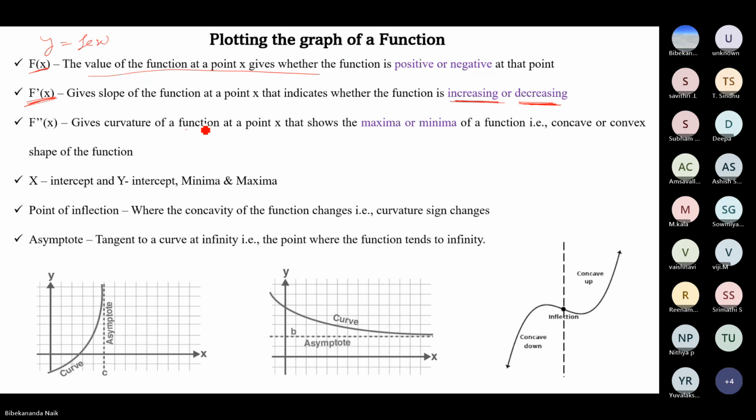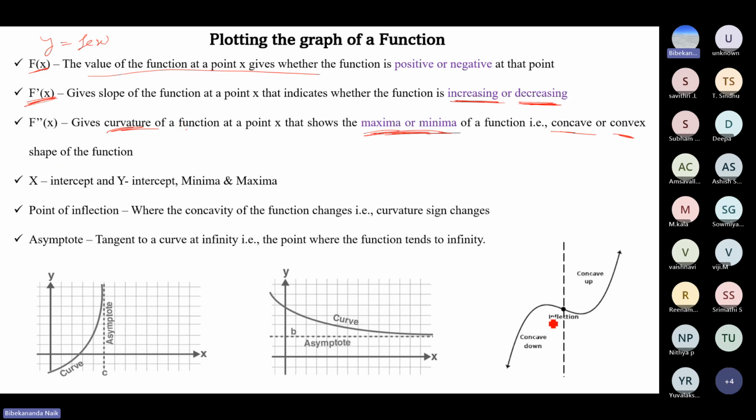Then f double prime x means the double derivative of f with respect to x, and it gives us curvature. Curvature means whether at some point of the function, this increasing or decreasing behavior changes. So whether the function has some maxima or minima: when the function was increasing and suddenly starts decreasing, then at that point the function has maxima. So this curvature, that is the double derivative of the function, will help us to find out whether it has maxima or minima at that point. That is whether it has concave or convex shape of the function.